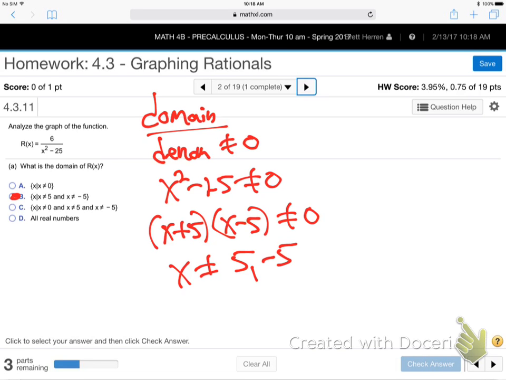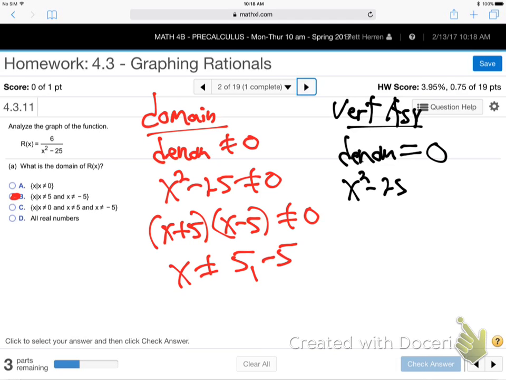Next question they're going to ask us is, what are the vertical asymptotes? How do you find vertical asymptotes? The same exact thing, except it's denominator equals 0, right? Because you want those places where it doesn't exist. So you say x squared minus 25 equals 0. So it's going to be the same answers.